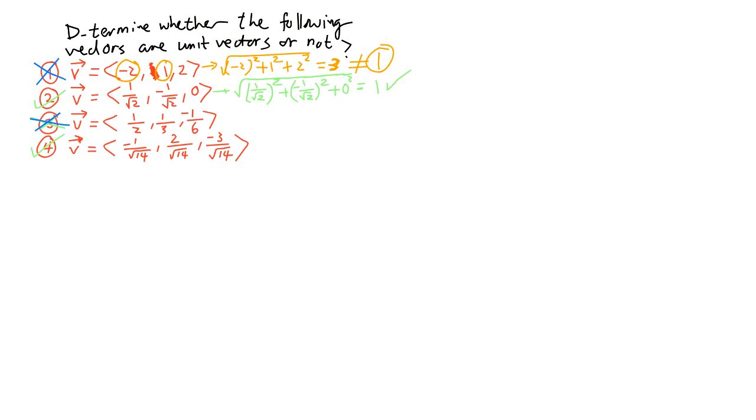Okay, so now why do we need the unit vectors? It's very important to describe the direction of a vector. We need this definition to determine the direction of a vector.